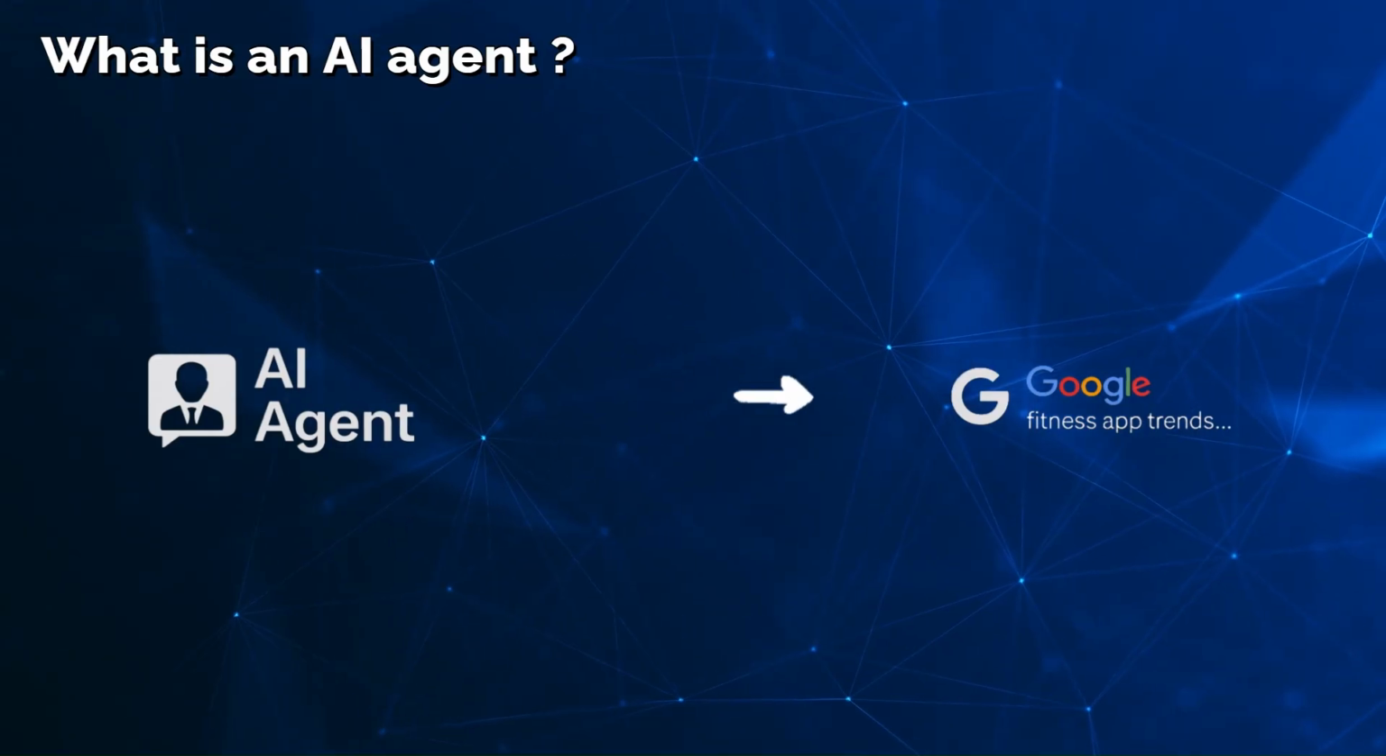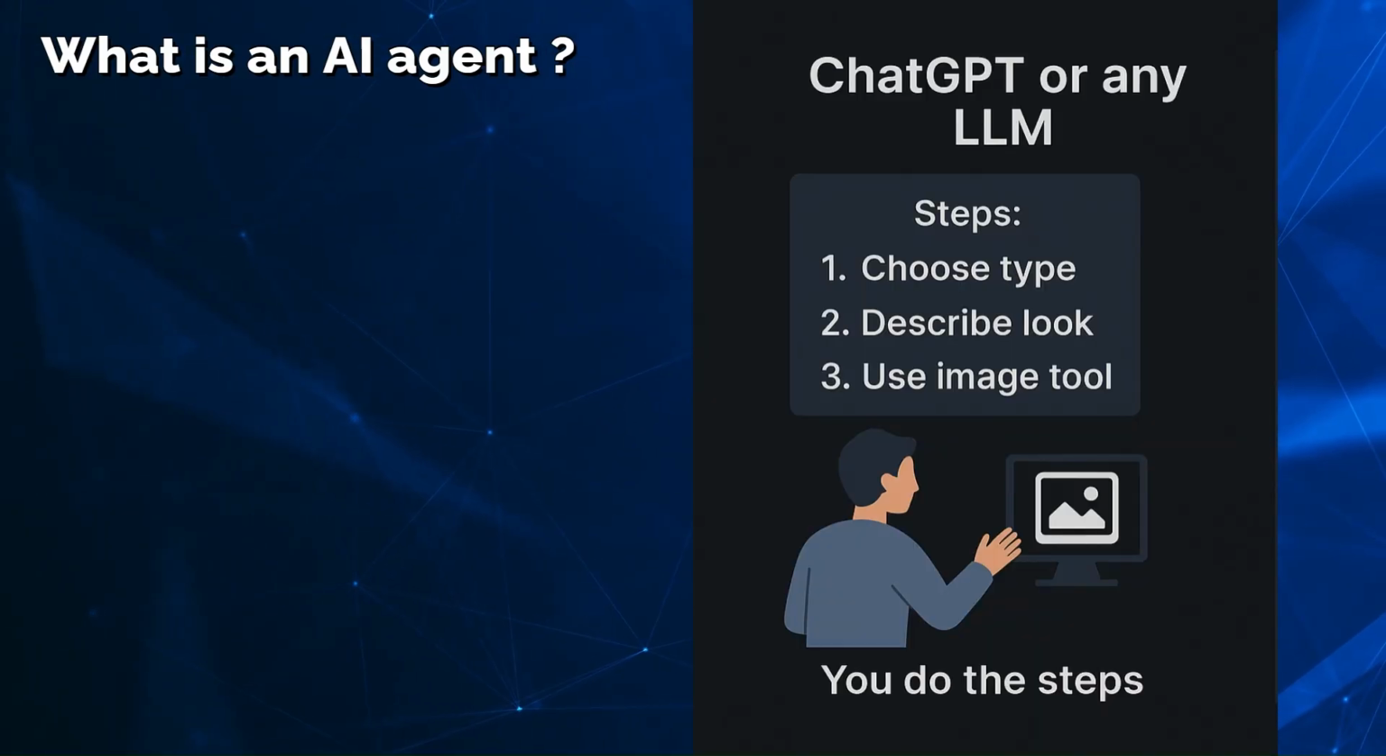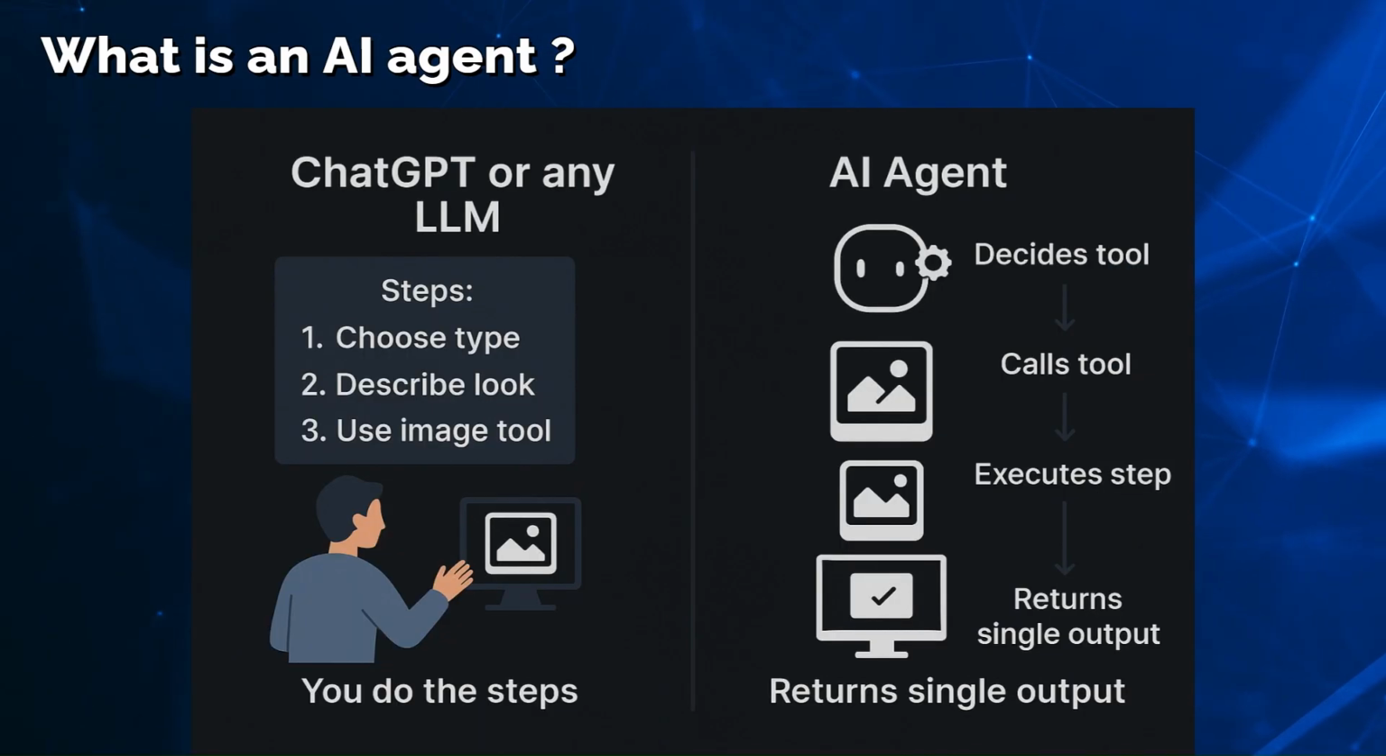those tools. So for example, if we use ChatGPT or any other LLM, it gives us a list of steps that we need to execute by ourselves. And if we provide the output of each step, then it gives us the next step or direction. While an agent does it with tools. So it decides first which tool to call, then it calls that tool, for example generating an image. Then it takes the output of that tool and executes the next step. Likewise, it actually completes the entire task and then returns a single output.